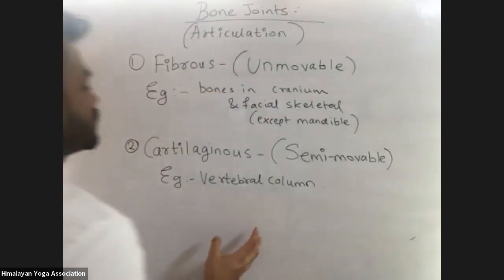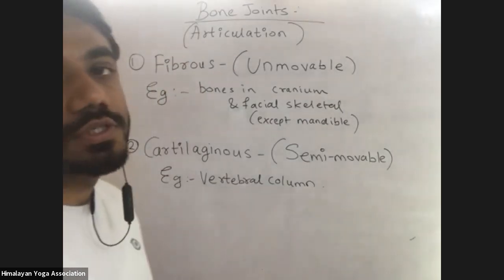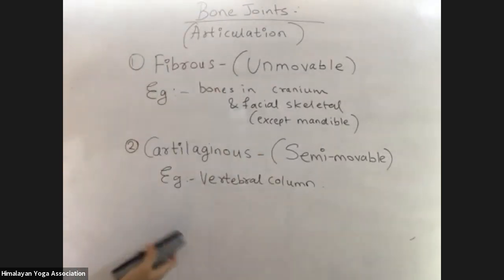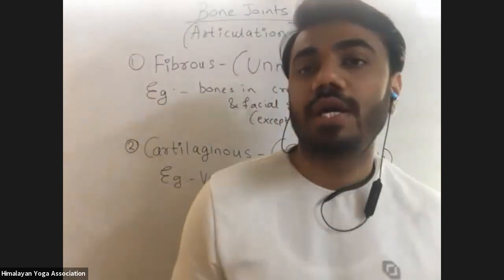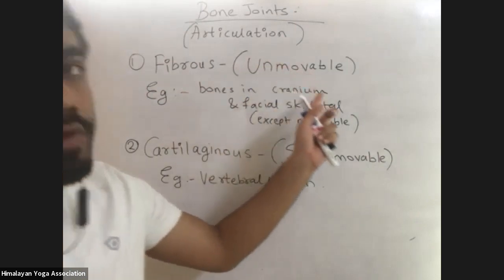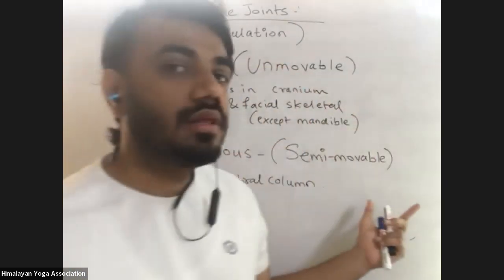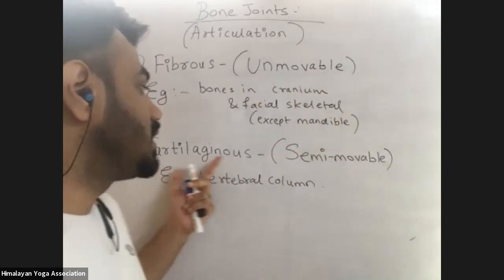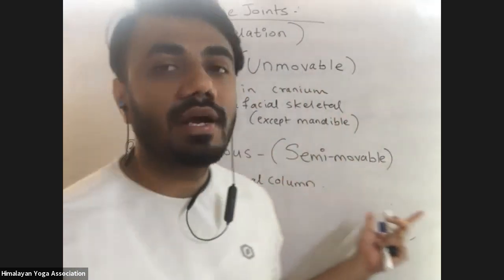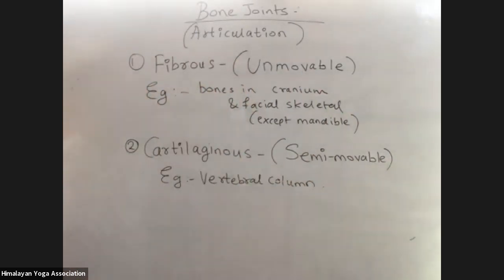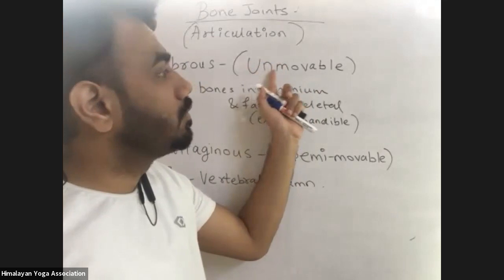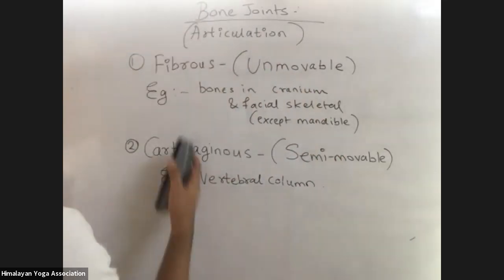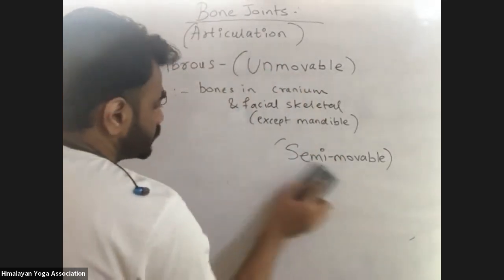Next, after the cartilaginous bone joints, we will have the synovial bone joints. Speaking about the synovial bone joint, first I would like to erase these two. Make sure you first write down these two joints. The fibrous means unmovable. The cartilaginous means semi-movable. Examples of fibrous unmovable are in the cranium and facial skeleton. Examples of the cartilaginous are the vertebral column or the spine, semi-movable. Now, which one is left in simple terms? Unmovable is done, semi-movable is done. Now, just movable. So these bone joints which are movable, we will see now, are known as synovial bone joints.